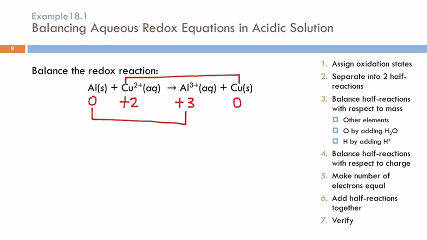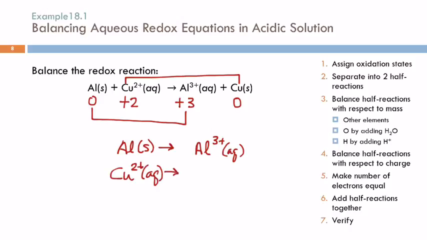So I'm going to separate these into two half reactions. I just like to do them in the same order that they were presented. So we've got aluminum solid going to Al3+, aqueous. And then we have Cu2+, aqueous, going to copper solid. So we balance with respect to mass. Here I have one aluminum and one aluminum. It's already balanced, right? There's no hydrogens or oxygens to mess around with. We're starting with a simple one. Here, one copper and one copper. Mass is balanced.